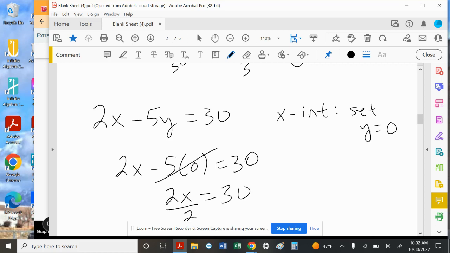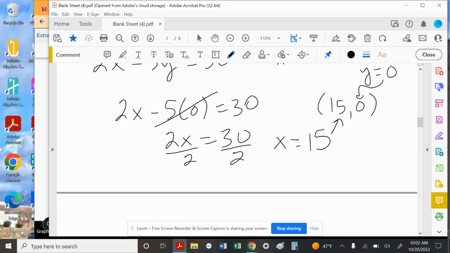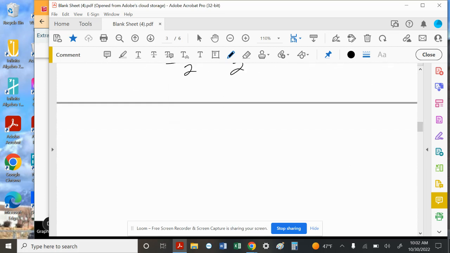Divide both sides by 2. So x equals 15. So one of the points would be 15, 0, right? 15 for the x, 0 for the y. And using that equation again, 2x minus 5y equals 30.